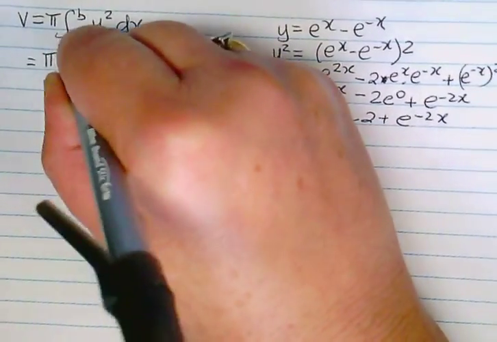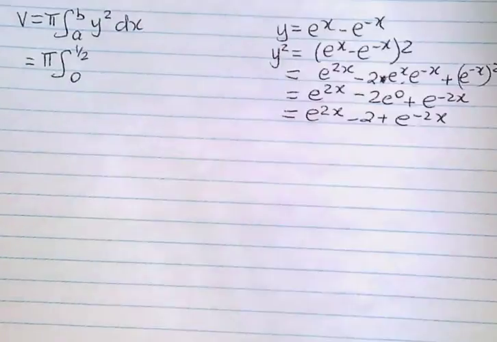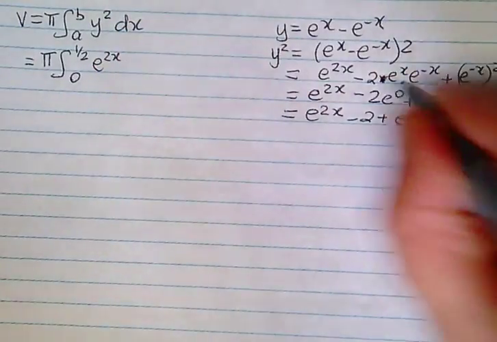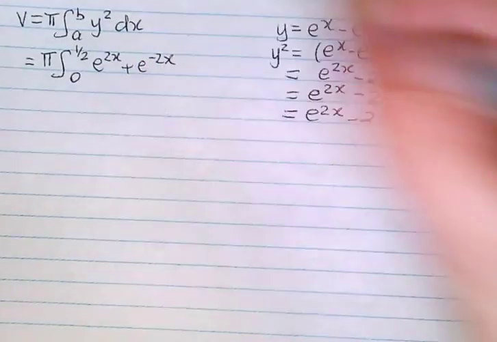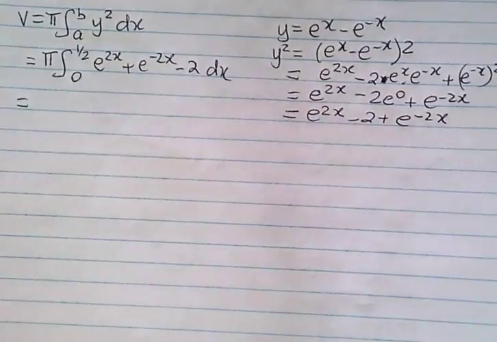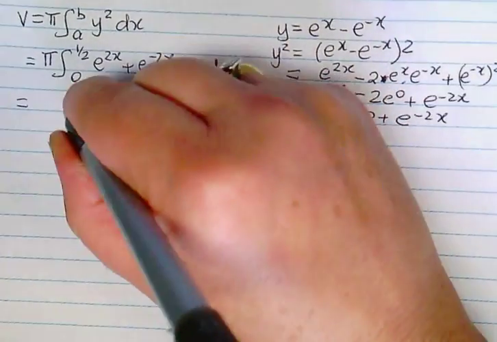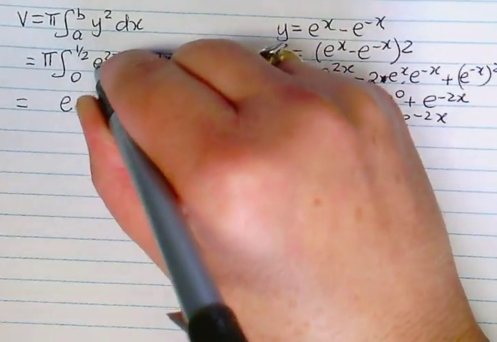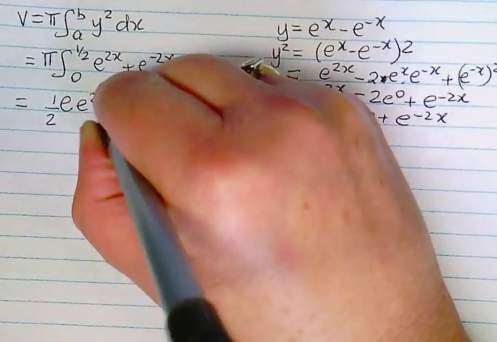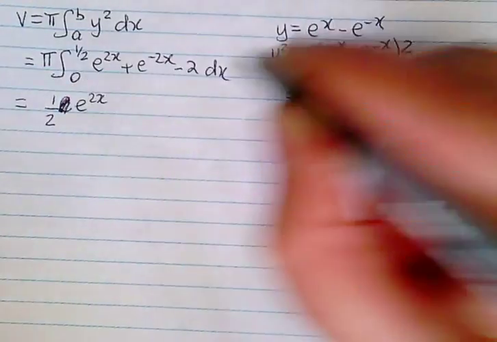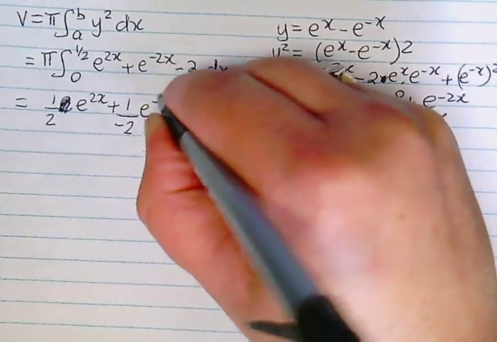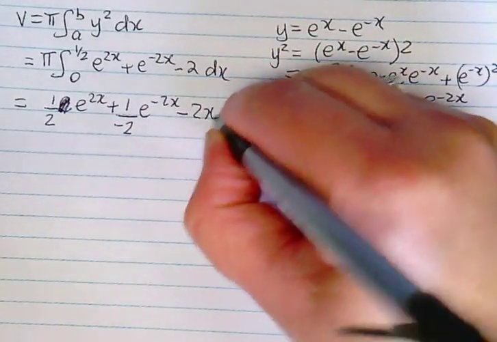So that is just pi, a half and 0. And integrating e to the 2x plus e to the negative 2x, I'm just going to put that minus 2 on the end. And that's now relatively straightforward. So you would get, remember this is e to the ax plus b, 1/2 e to the 2x, plus 1 over negative 2 e to the negative 2x, minus 2x.